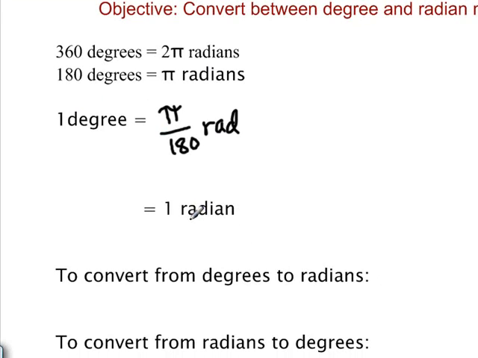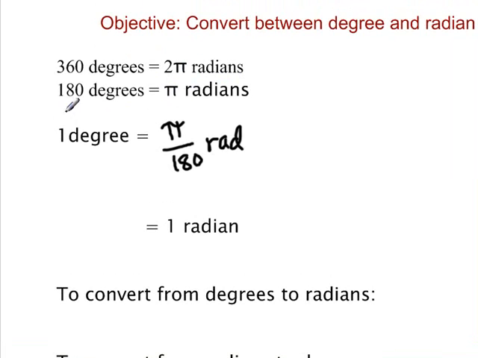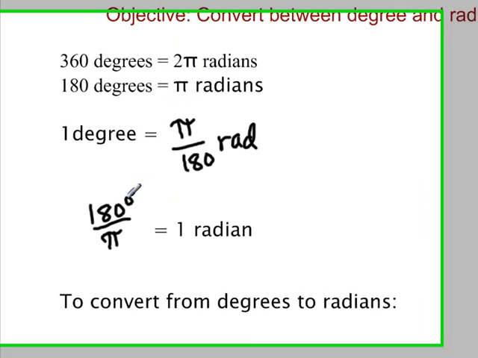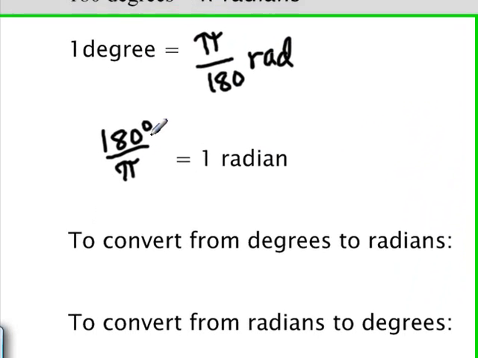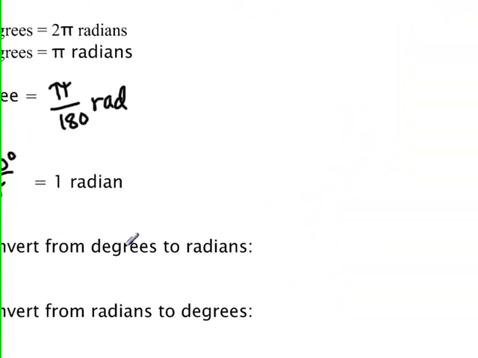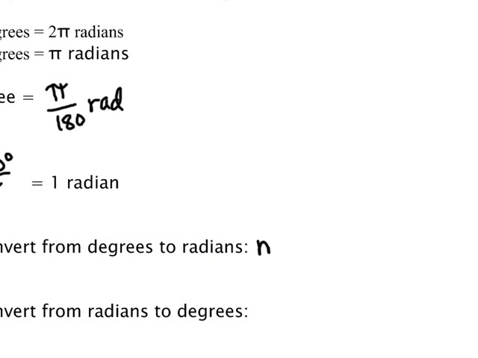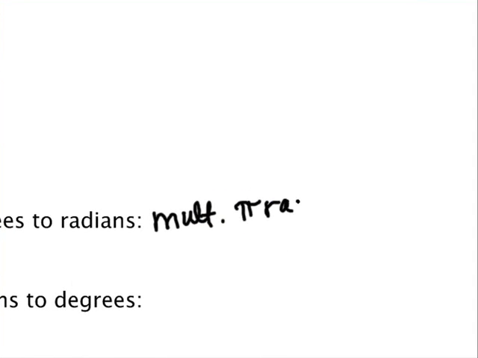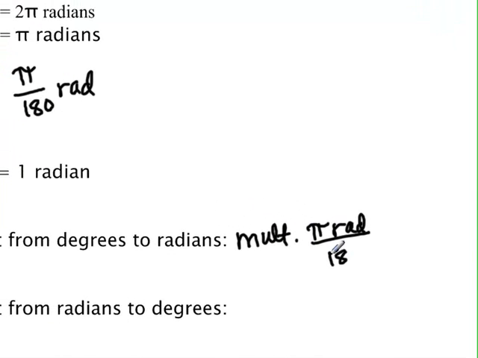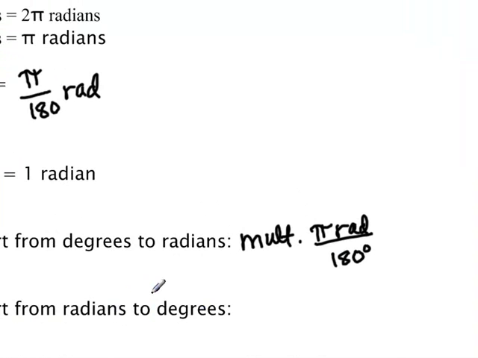Now, in a similar fashion, we can figure out what 1 radian is equal to. If we divide by pi, we get 1 is equal to 180 over pi degrees. So 1 degree is pi over 180 radians, and 1 radian is 180 over pi degrees. So to convert from degrees to radians, we're going to multiply the degrees that we're given by pi radians over 180 degrees. To go from radians to degrees, we're going to multiply by 180 degrees over pi radians.